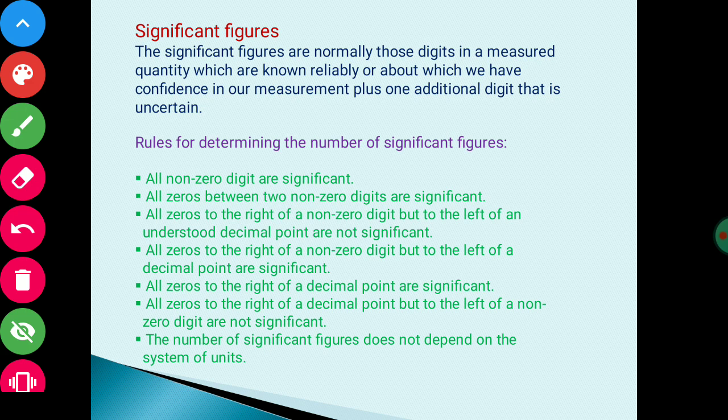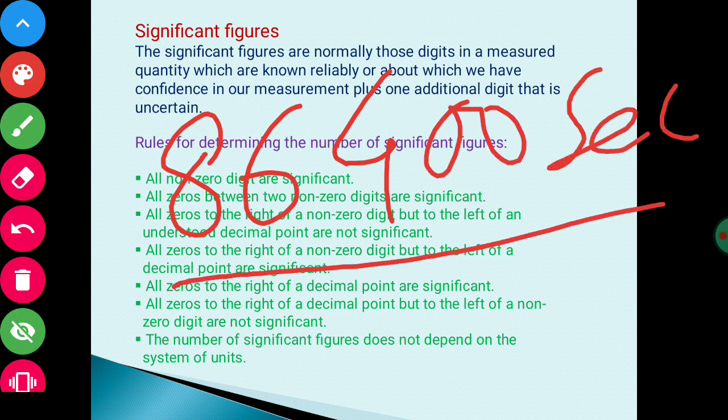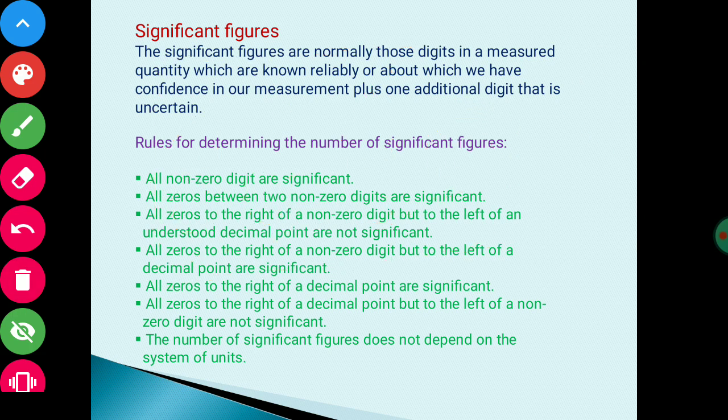And suppose the number comes from a measurement. For the same example, 86,400 seconds. See, this number comes from a measurement where you measured the time. So how many significant figures are there? 5, because when any number comes from a measurement, all its figures are significant figures.